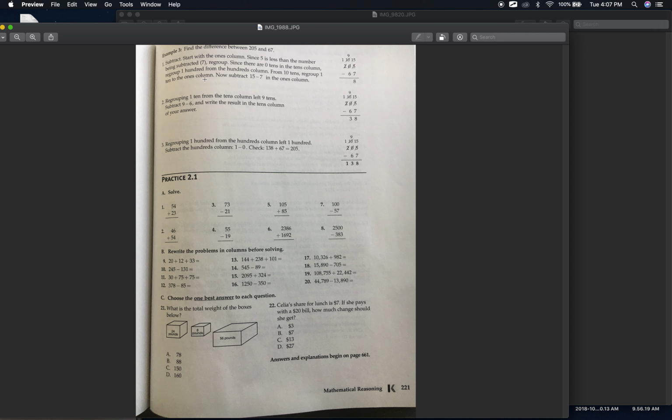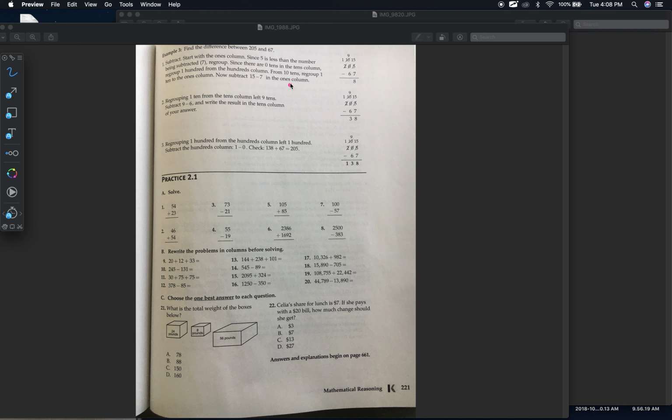So, example 3. Find the difference between 205 and 67. Subtract, start with the ones column. Since 5 is less than the number being subtracted, 7, regroup. Since there are 0 tens in the tens column, regroup 100 from the hundreds column. From the tens column, from 10 tens, regroup 10 to the ones column. Now subtract 15 minus 7.